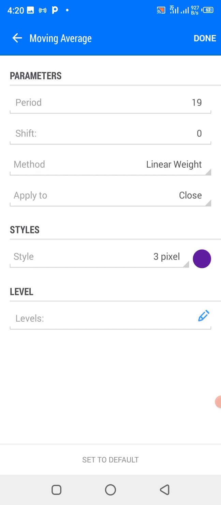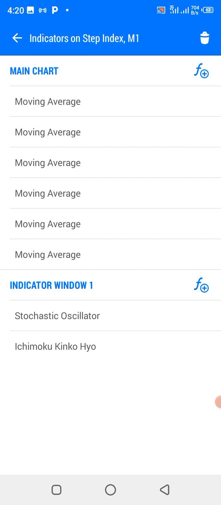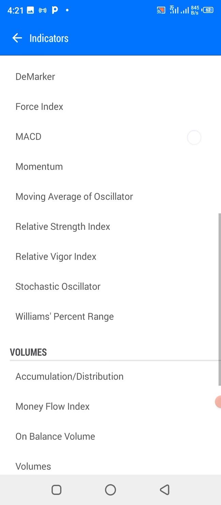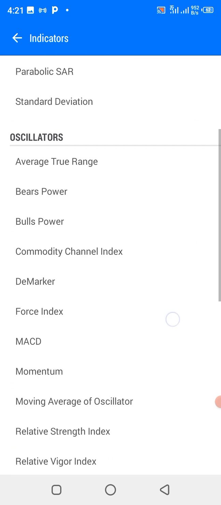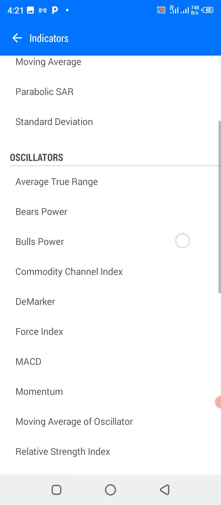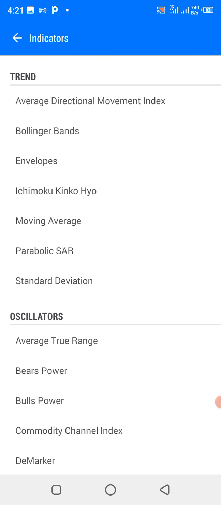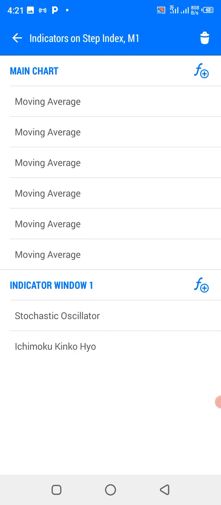Then the next one is period 19, shift 0, method linear weight applied to close, style is trapezoid, no level. Then the next moving average is period 21, shift is 0, method is linear weight applied to close, style is trapezoid and dark color. Then you need another indicator. You go to main chart, look for Ichimoku, which should be under trend. Ichimoku Kinko Hyo here.